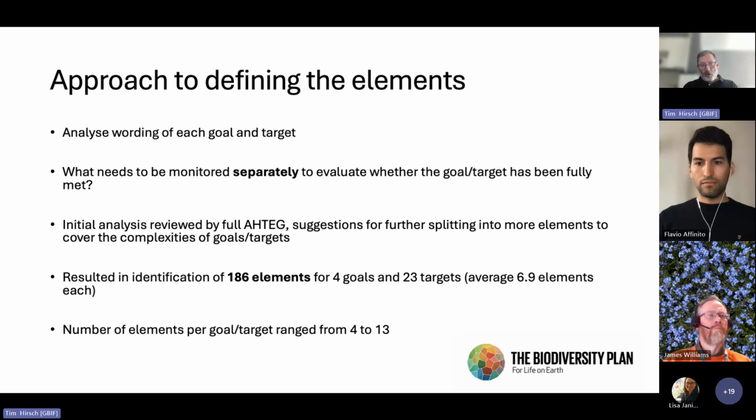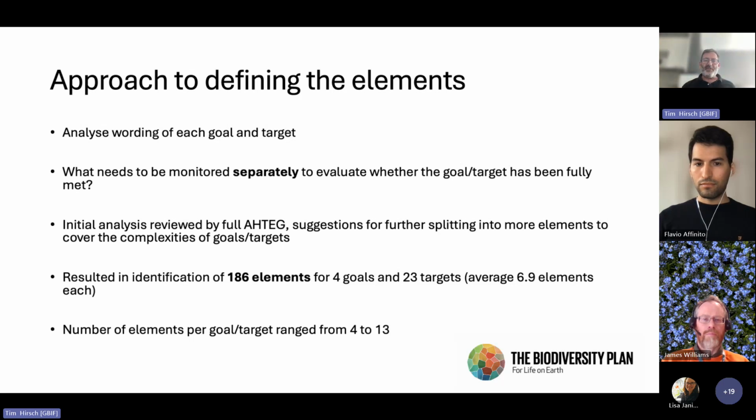And the guiding thought and principle in making those choices was to ask the question, what would need to be monitored separately to evaluate whether the goal or target has been fully met? So that was broadly the question going through our minds as we attempted to identify the elements. So the process was there was a kind of first draft, the first version, if you like, of the proposed elements for all of the goals and targets. That went through a kind of internal peer review across the RTEG, enabling a tremendous range of expertise to be brought to bear to refine and improve those initial suggestions.